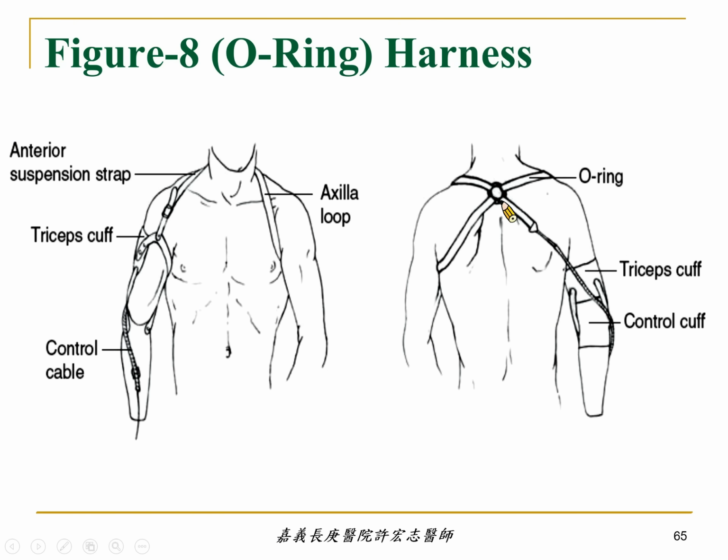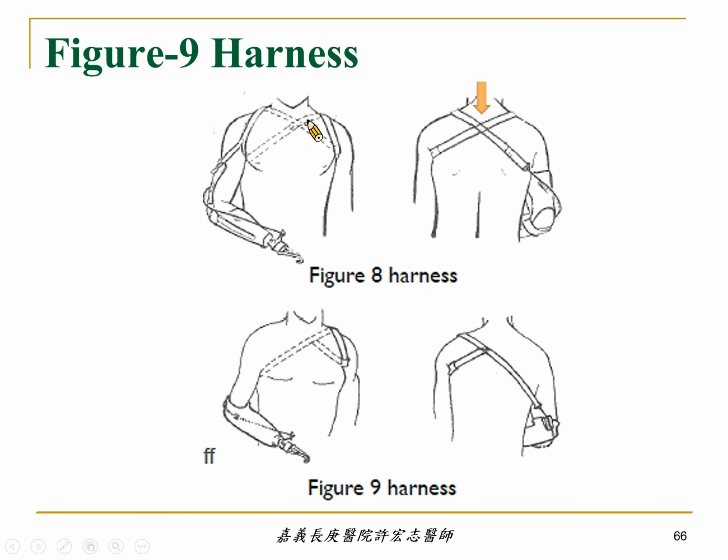And this one is the traditional type of harness. If you have a ring over here, we call it the O-ring or figure of 8 harness. You can see the harness just looks like a figure of 8. We call them ring harnesses. And this is the figure of 9 harness. You can see the harness looks just like a 9. So we call that the figure 9 harness.